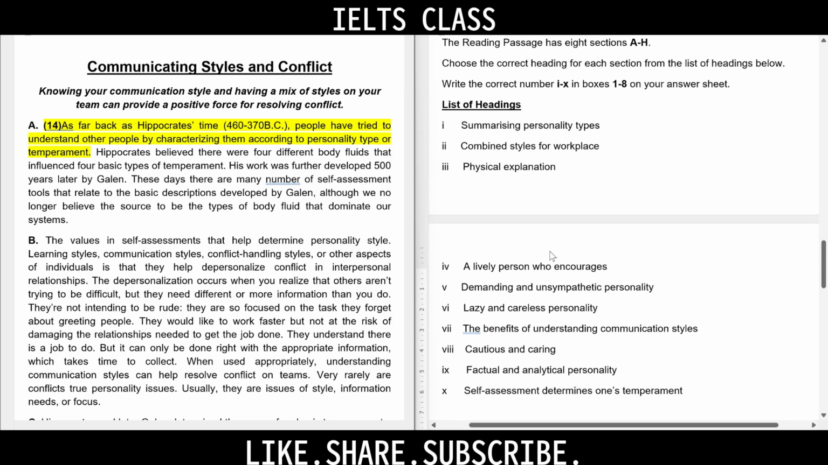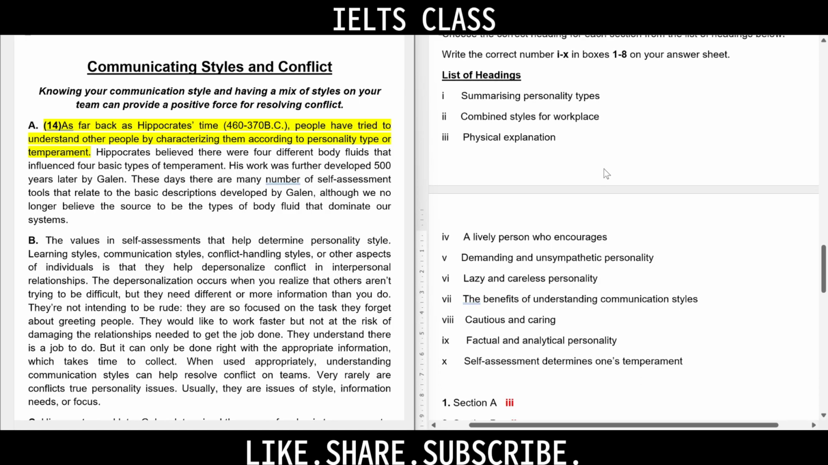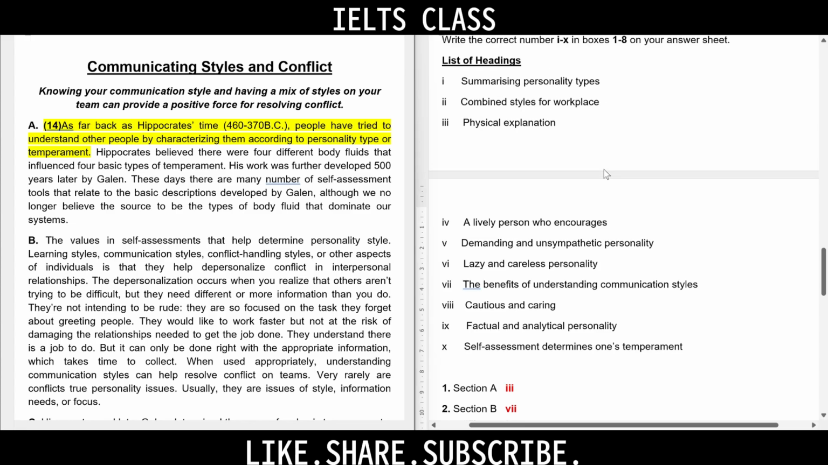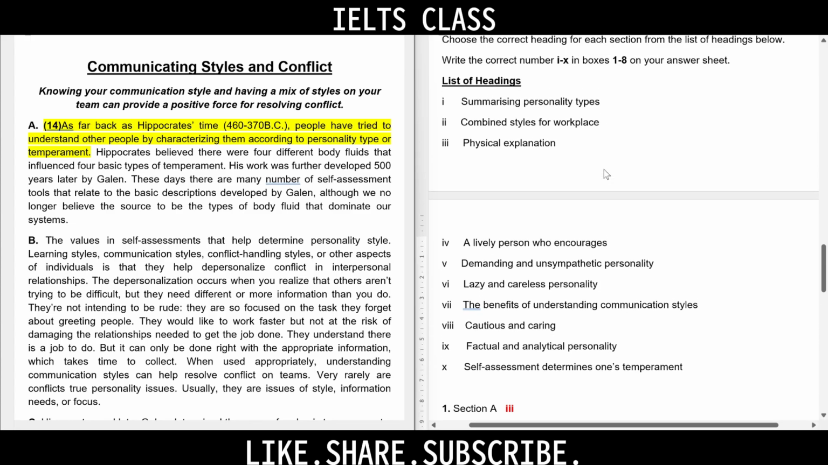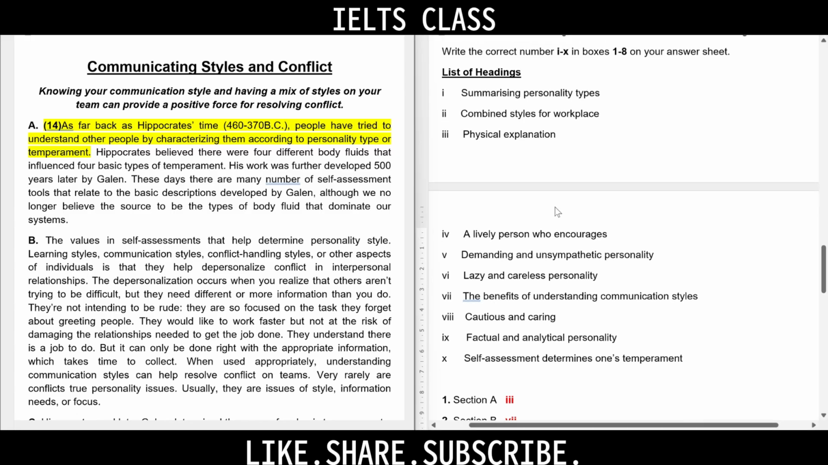So let's see what headings we have. Summarizing personality types. They have not summarized any personality types in this paragraph. Combined styles for workplace, they have not talked about styles yet, so they have definitely not talked about combining those styles. Third is physical explanation. So this could be an answer, because in this paragraph, Hippocrates said that there are four different types of body fluid that influence the four basic types of temperament. So body fluids, it is a physical thing, which can determine what personality type we are. So physical explanation can be the answer, but let's also confirm that other options are not the answers.